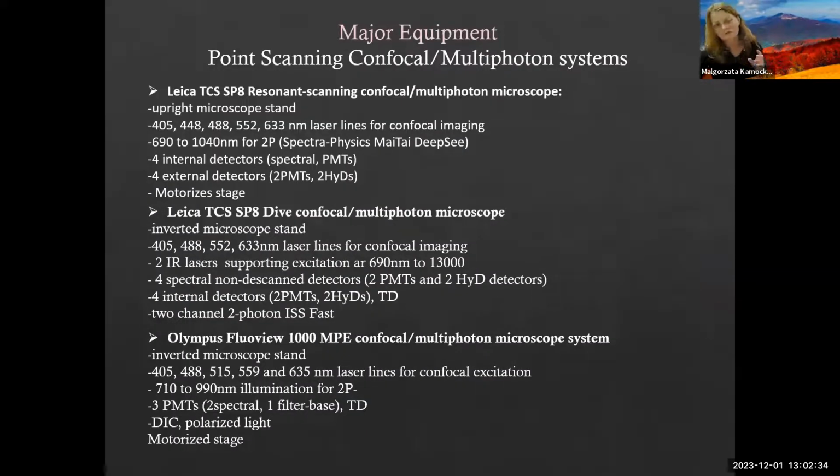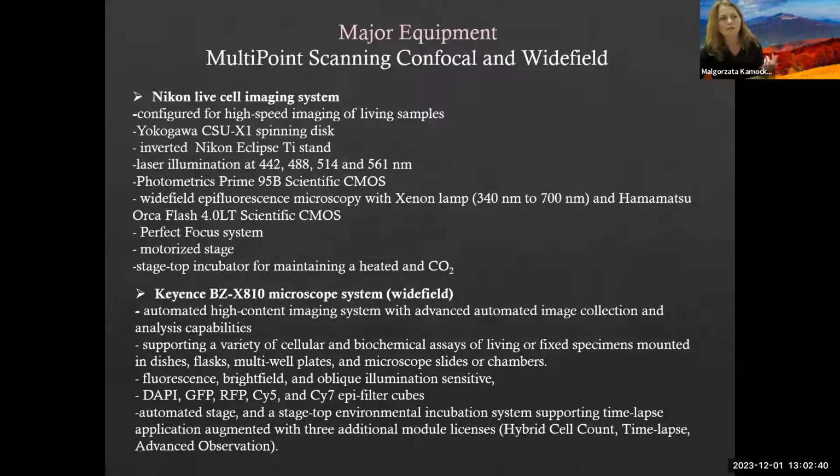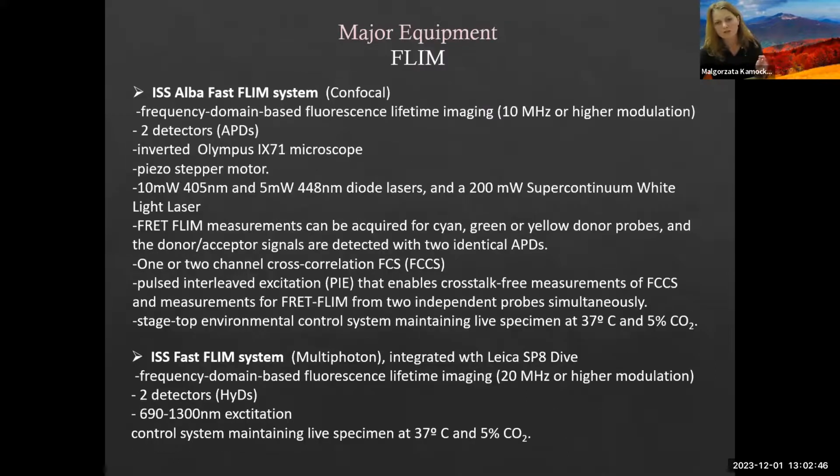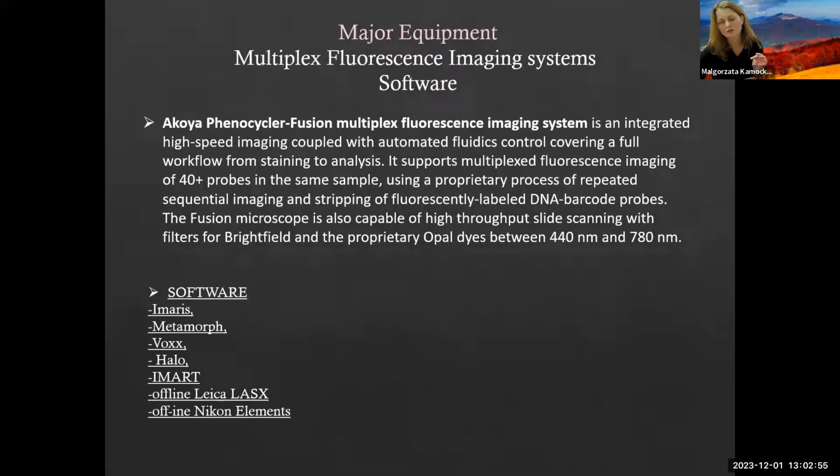So we have many equipment available in our facility. We have 3 confocal 2-photon microscopes. We have a Nikon spinning disk microscope, which we use for live cell imaging. We have Keyence for wide field acquisition. We have 2 FLIM systems, confocal and 2-photon, which is integrated with the Leica. And also we have 2 Akoya PhenoCycler Fusion.